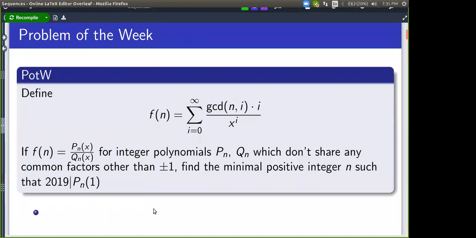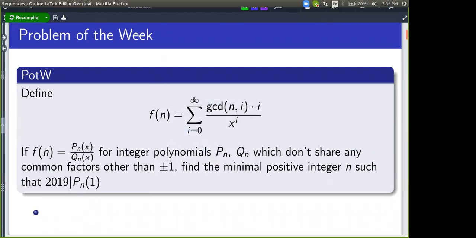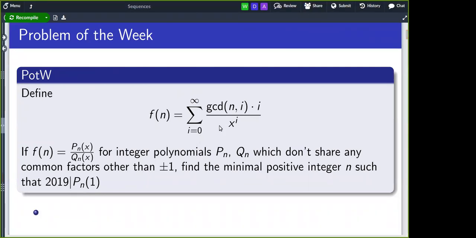So go ahead and type in the chat if you have any ideas for this question. Yeah, it does look like a generating function. No, it does not repeat every n because we have a times i. But it nearly repeats every n.